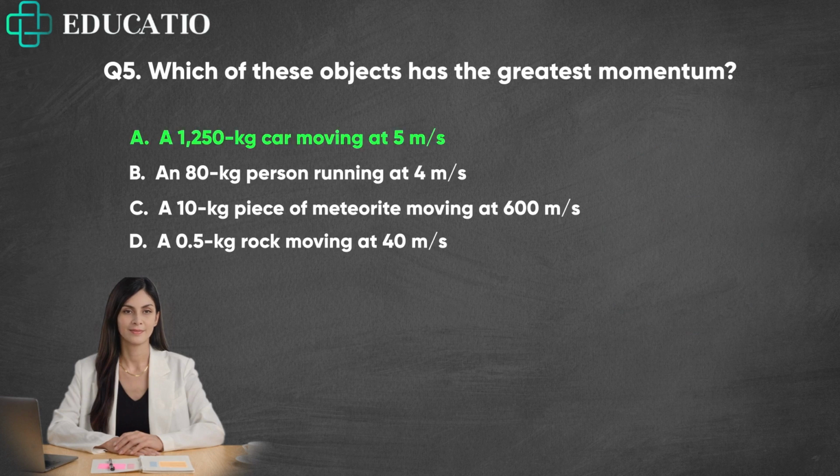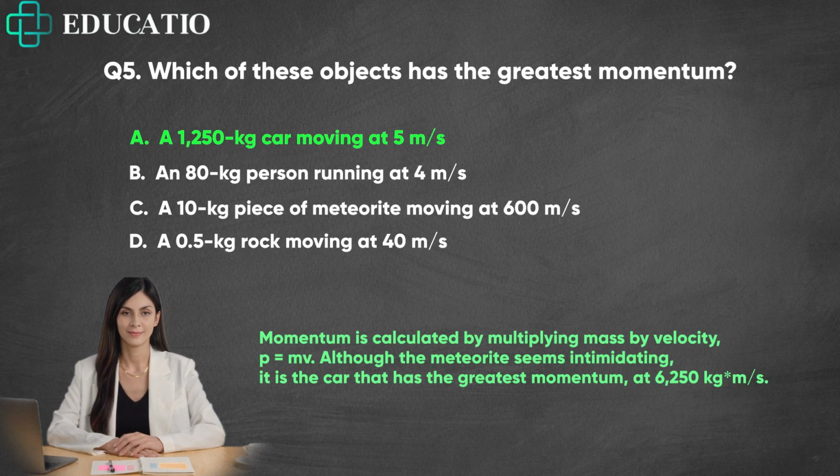Answer. A. Explanation. Momentum is calculated by multiplying mass by velocity, p equals mv. Although the meteorite seems intimidating, it is the car that has the greatest momentum, at 6,250 kg·m/s.